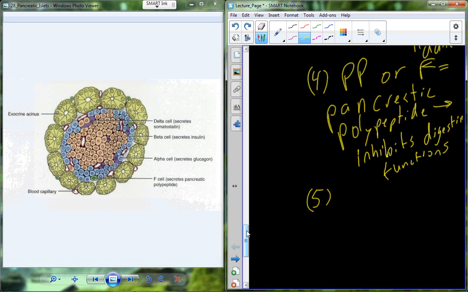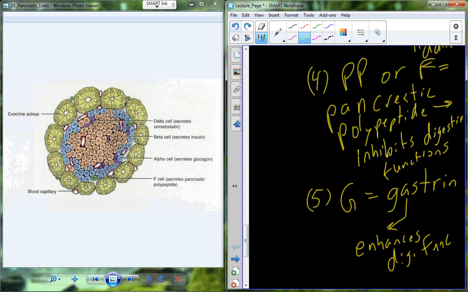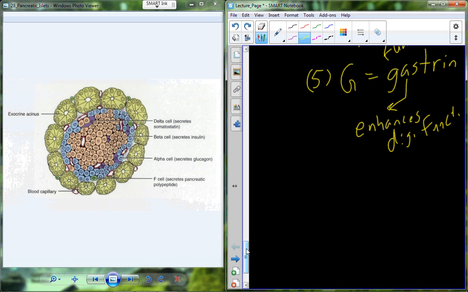The last pancreatic islet cell is a G cell, and the G cell is a cell that produces a hormone called gastrin. And gastrin is actually going to have the opposite effect of pancreatic polypeptide. So gastrin is going to be an enhancer of digestive function. So really, in effect, the endocrine portion of the pancreas is dealing with handling metabolic activity. We're dealing with glucose levels in the bloodstream, and then we're dealing with digestion and digestive function.